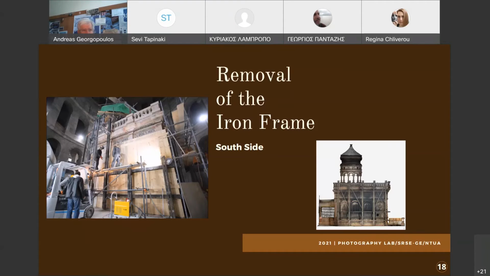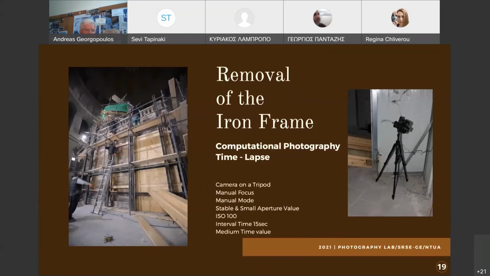So, under these conditions, we had to record a process which would probably be in progress for 2 to 3 nights. We had to visualize this process in a final product of 1 to 2 minutes at most, presenting our work and communicating it to the public. Our decision was clear. We chose the technique of computational photography, the time-lapse.